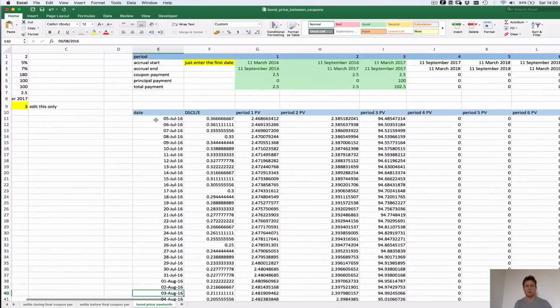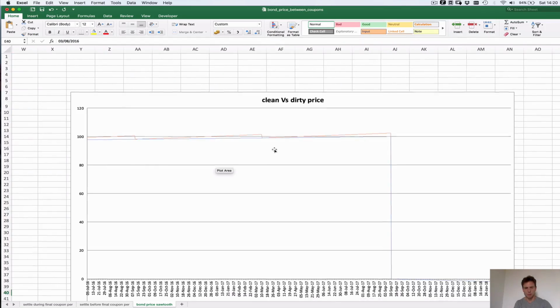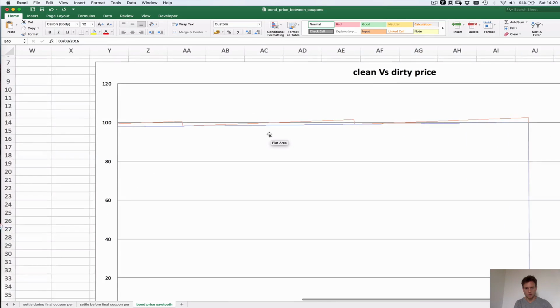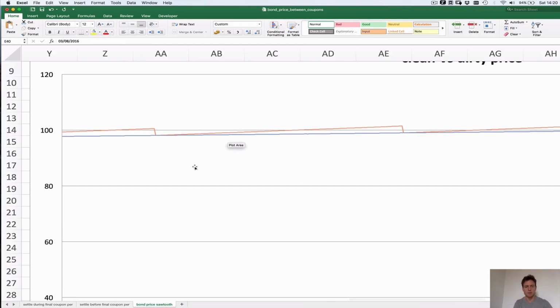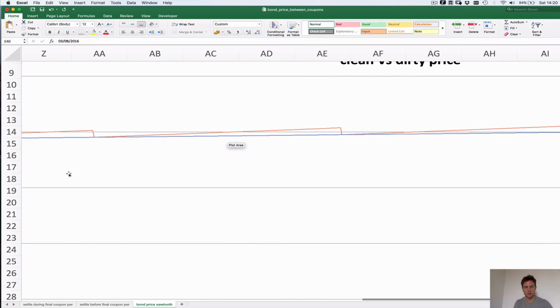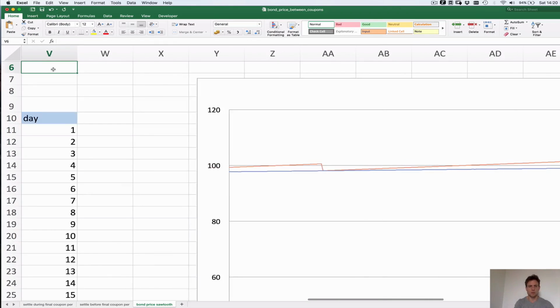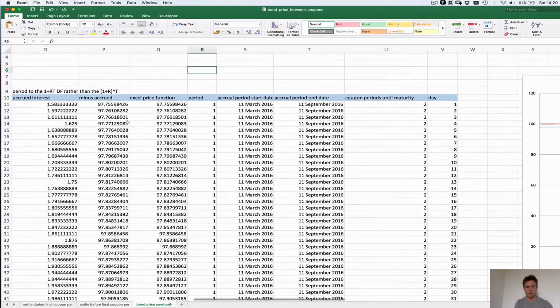The reason is because I want to be able to chart this, and I'll show you over here. You can see, I'll zoom in on this later, and I'll change the axes. But basically, I want to be able to chart what the price looks like on a daily basis, as the date moves towards the next coupon date and then towards the maturity date of the bond, right?